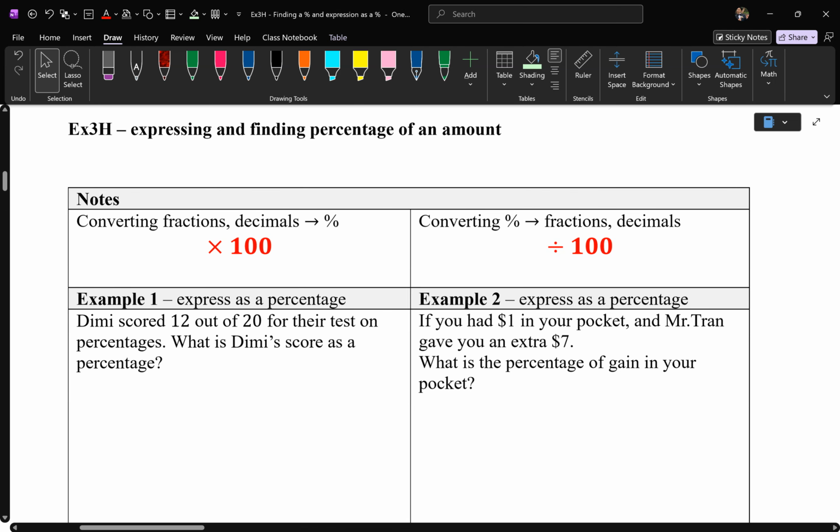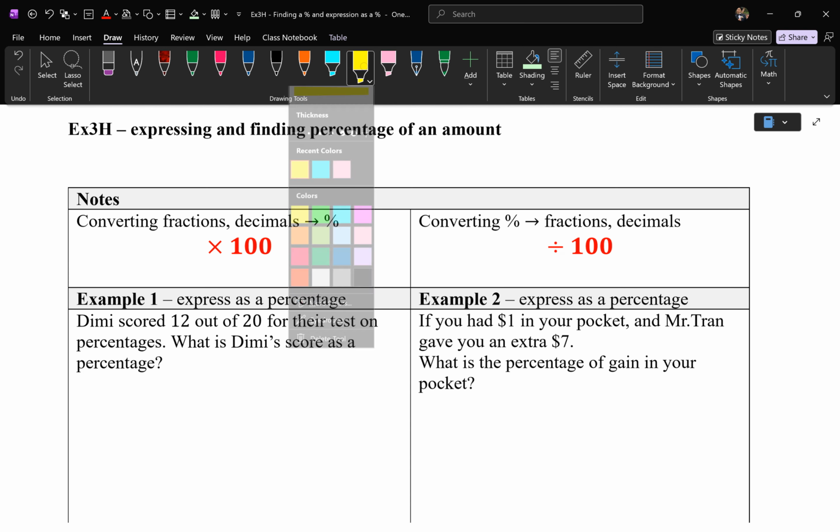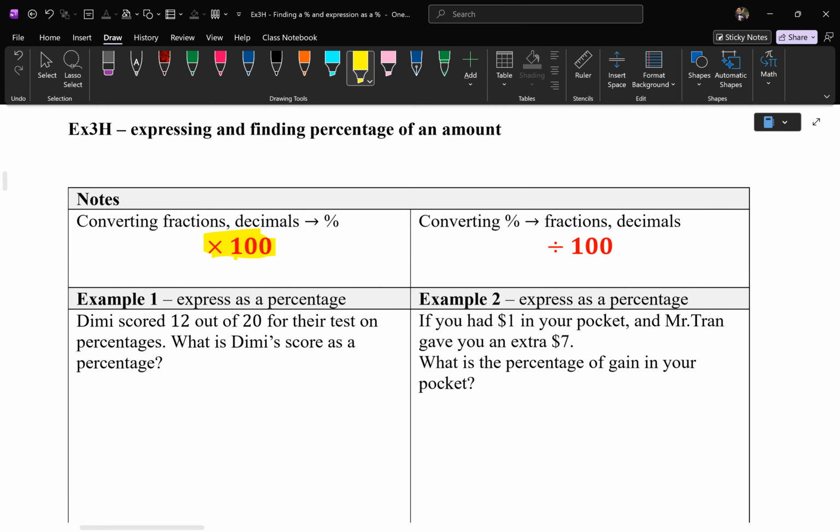When you're converting anything to a percentage, you just need 100 of them. That's what I taught last session. So last session I said, if you want to convert anything to a percentage, you just need 100 of them. So hence you times it by 100. If it's a fraction, times by 100. If it's a decimal, times by 100. That will get you a percentage.